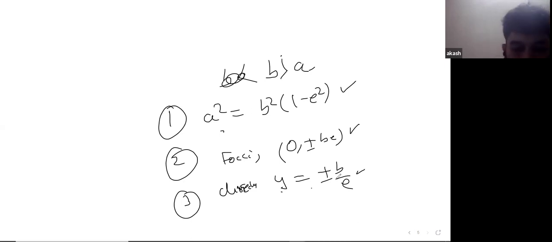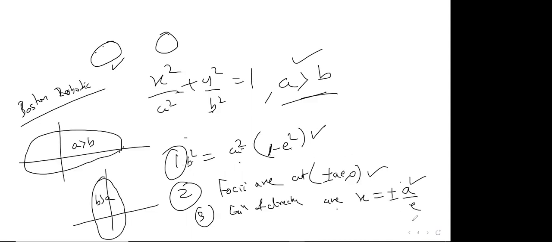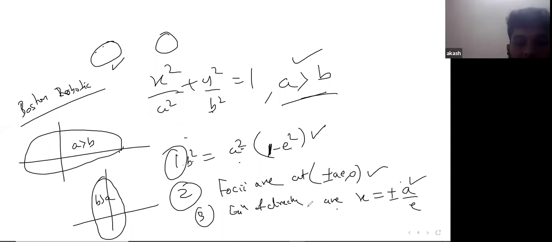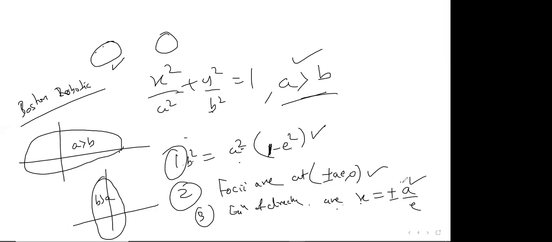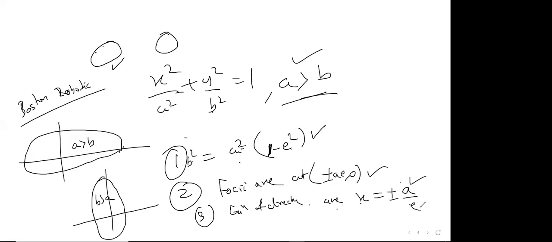Can you go back? What is written in the end? Equation of directrix are x equals plus minus A upon E, and where B is greater than A, this is B upon E, and this is y equals. Let's do one question, then you will be absolutely clear.